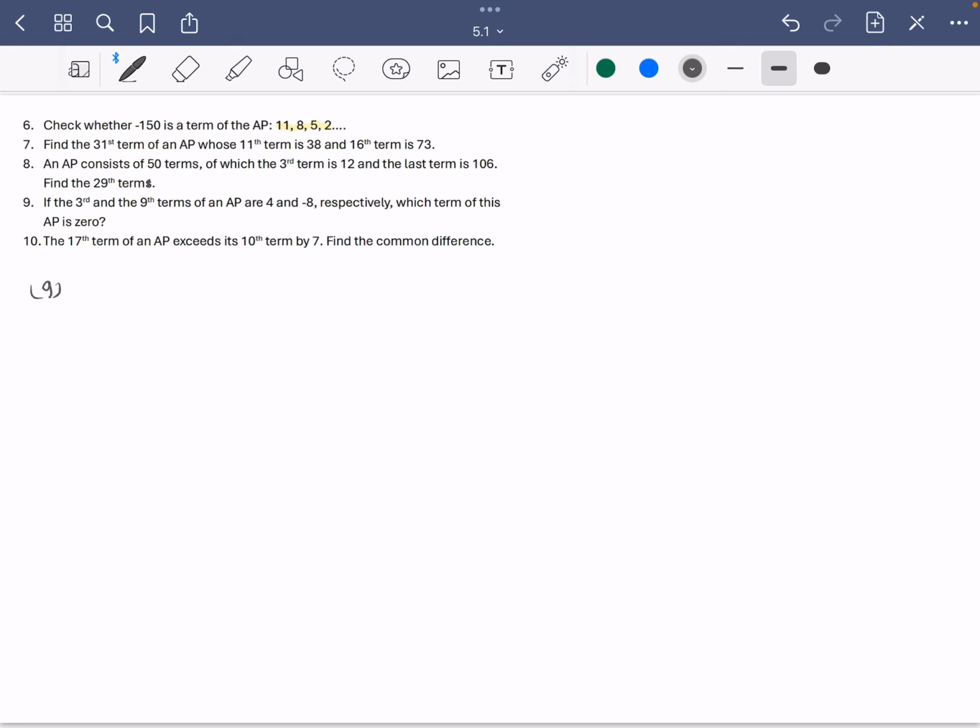Question number 9. If the third and ninth terms of an AP are 4 and negative 8 respectively, which term of this AP is 0? Well, again we will use the elimination method. Third and ninth terms of an AP. The third term, that is A3, is 4, and the ninth term A9 is negative 8. So I can write it as a plus 2d equals 4.